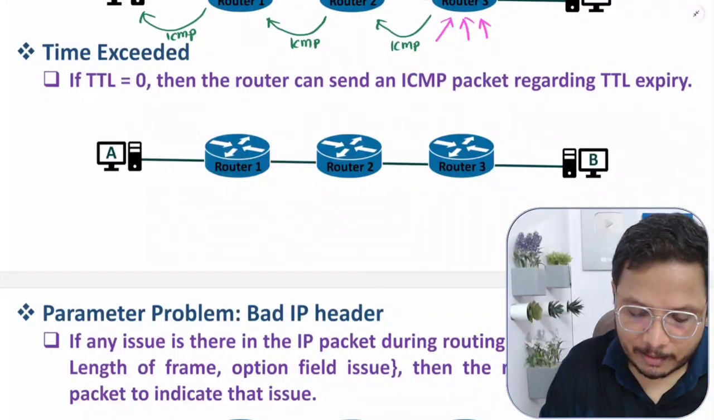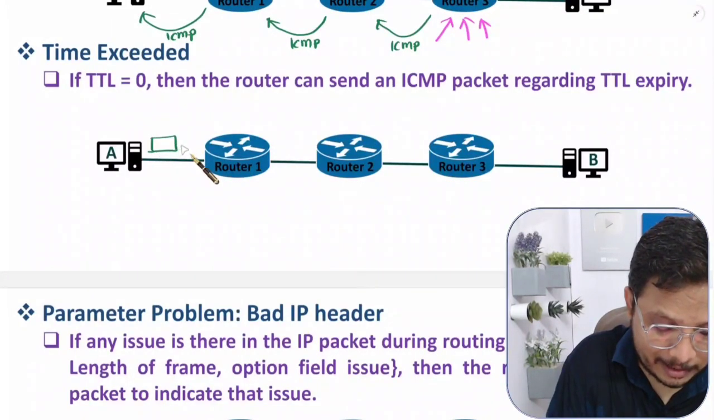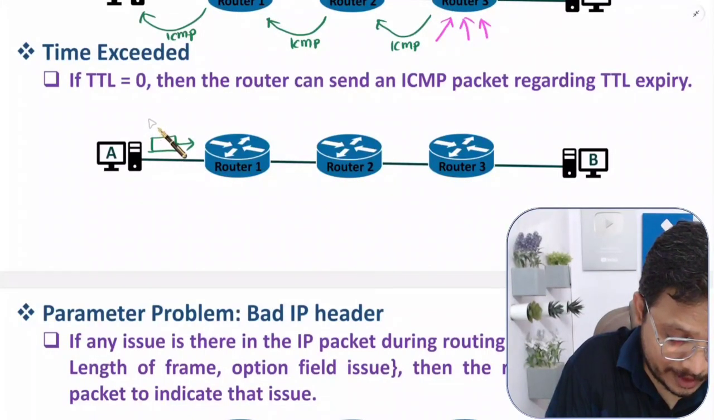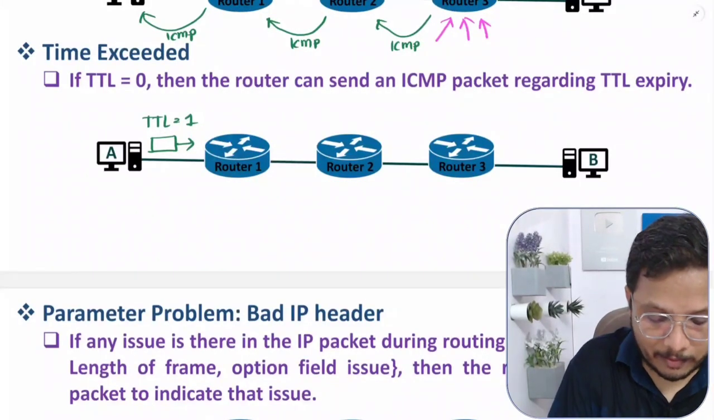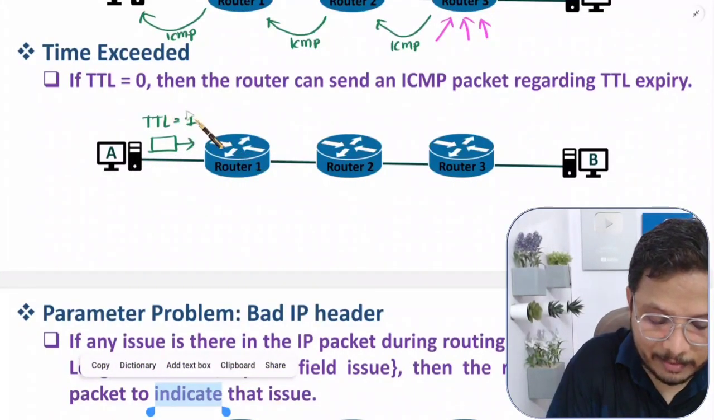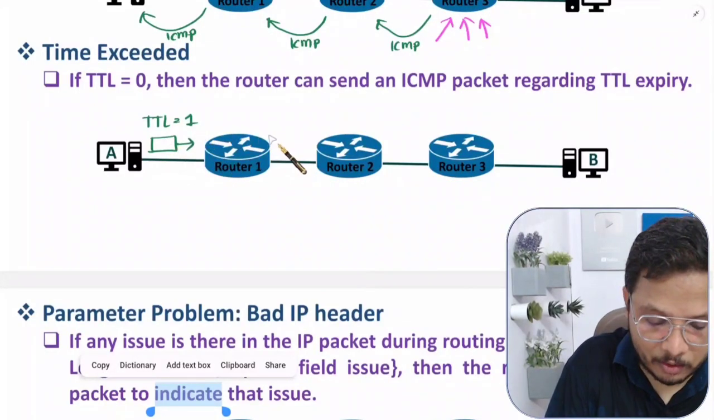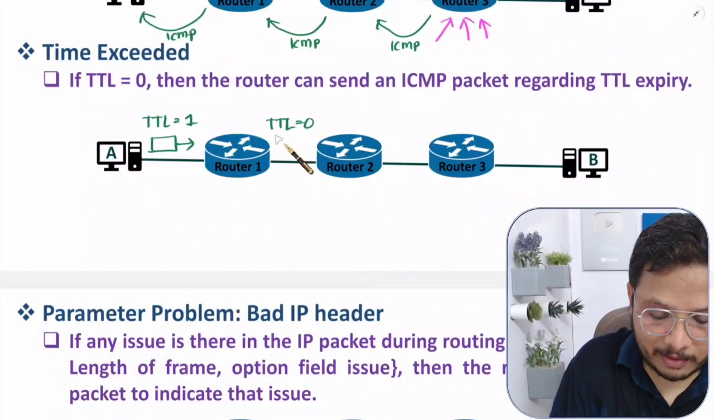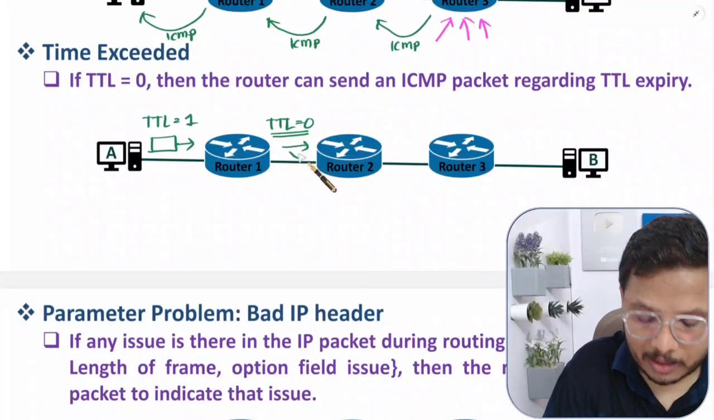Let me show you one practical example. Right now I have one frame, and that is what I am forwarding over here. Now for example, if TTL is equal to 1 over here, when this frame comes over here, at that time this TTL will decrement by 1, so it will become 0. When it reaches over here, it will become 0. And if TTL is 0, then further transmission is not possible.